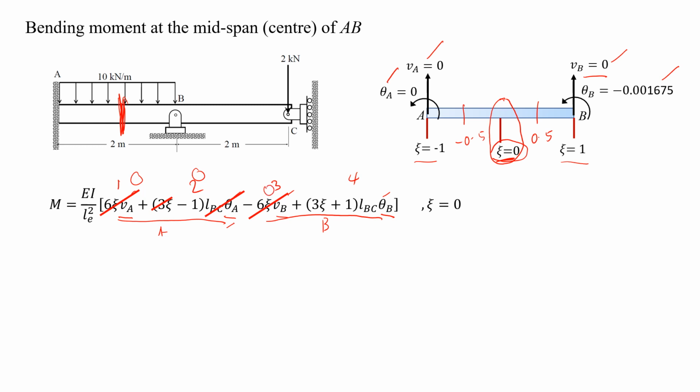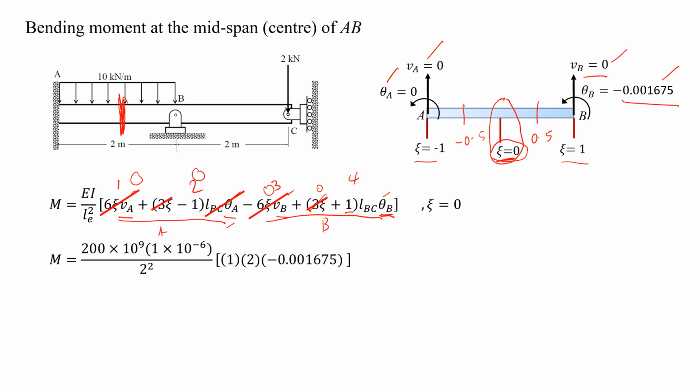And for the last one, only zeta is equal to 0, but we still have this value 1 multiplied with theta B. So theta B in this case is non-zero. So we can put the value of theta B into this equation, and we just need to solve the first part here. Next, we can determine the moment at the midspan of AB. The value will be negative 167 Newton meter.